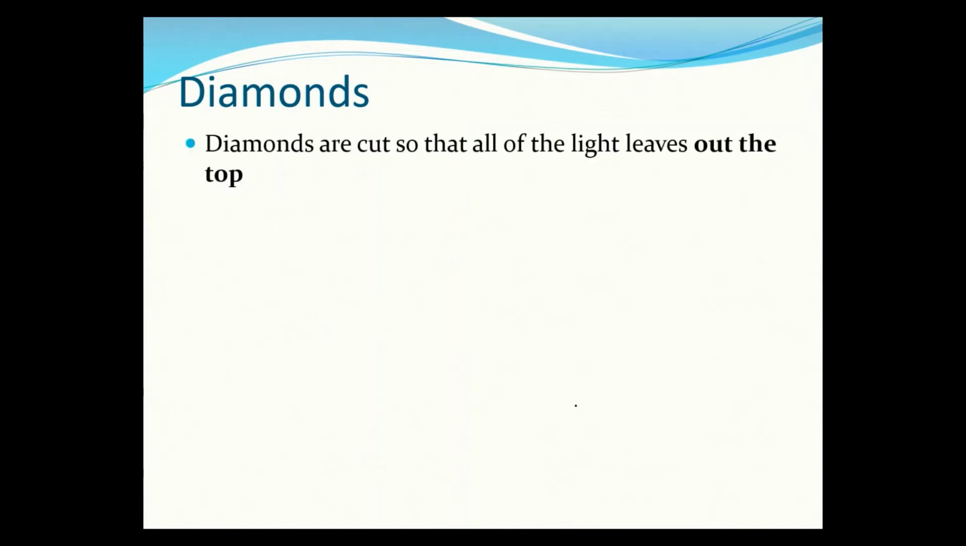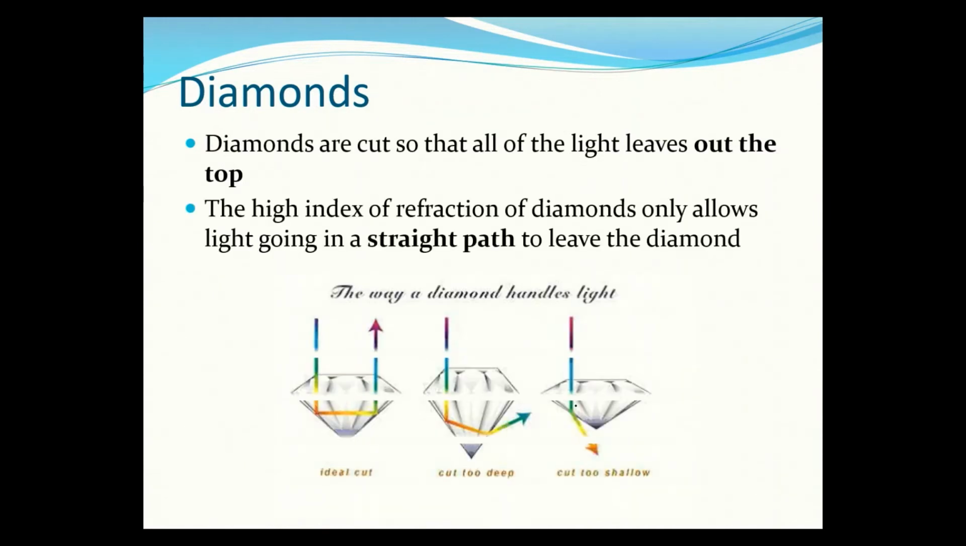So diamonds use this idea of total internal reflection. Diamonds are cut so that all the light leaves at the top. That's what makes them sparkly. The high index of refraction of diamonds allows light going in a straight path to leave the diamond. There are different cuts for a diamond. Although you can have a good diamond, if it's cut wrong, it's not going to be nice and sparkly.